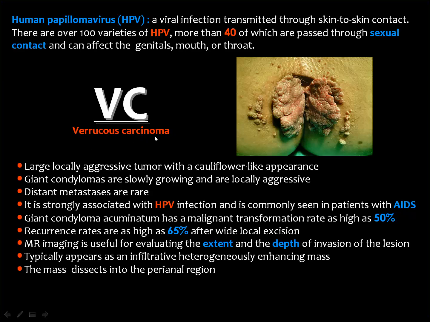Then we came to another lesion which occurs in the anal canal, which is the verrucous carcinoma or condyloma acuminata. This lesion is intimately related to the human papillomavirus, which is a viral infection transmitted through the skin, and there are over 100 varieties of the virus. More than 40 of them are passed through sexual contact and can affect the genitalia, the mouth, or the throat. Then this tumor is a large sized tumor, locally aggressive with a cauliflower appearance.